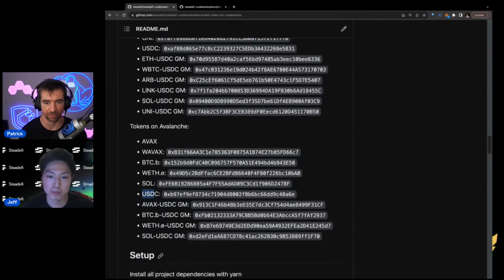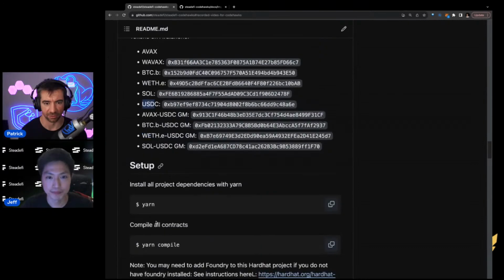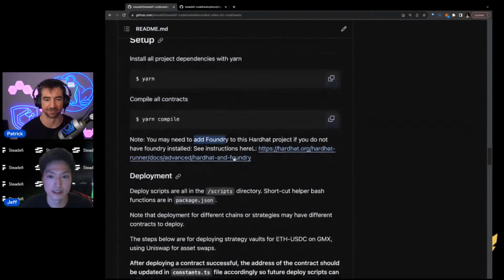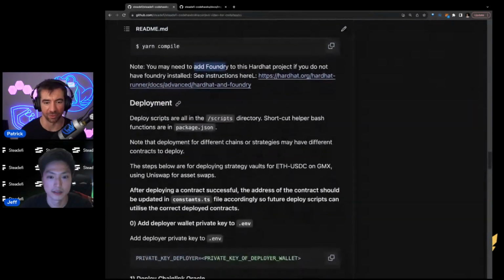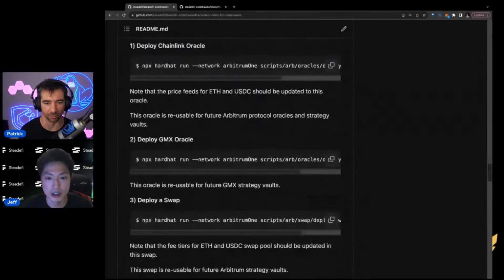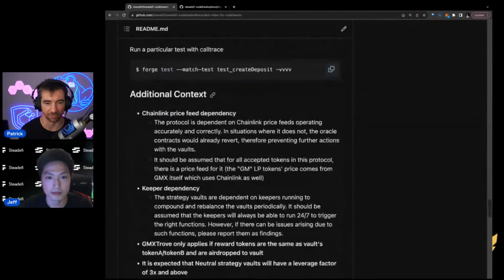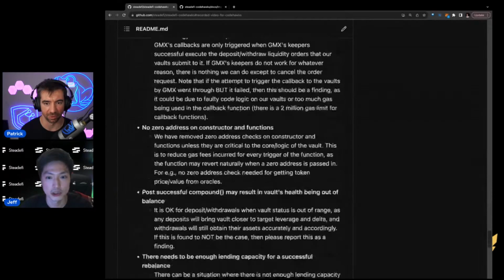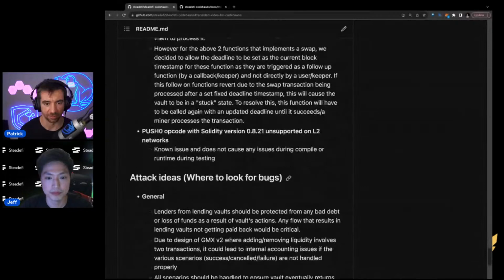Cool. So let's keep scrolling down. We have setup, which is great. Yeah. We use Foundry for the tests, even though it's a Hardhat project, so just take note of that. Excellent. So we have Foundry, .envs. I'll scroll down a lot quicker. I think there's one more thing I wanted to look at. Yep. Scroll down quick. More context. Yep. Scroll down more.